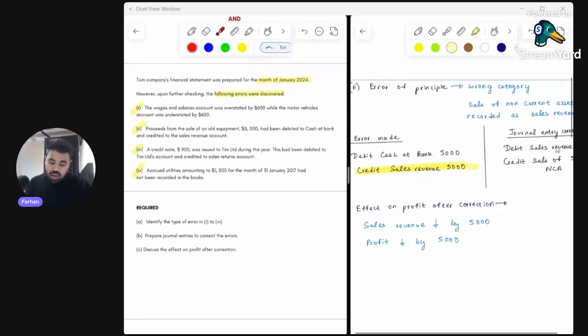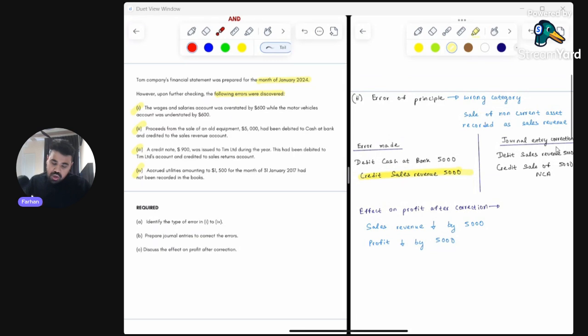So what do we do now to fix this? To correct this, we want to decrease the sales revenue. So how do we decrease the sales revenue? Revenue, whenever it increases, we credit it. But now that we have to decrease it, we end up debiting it.